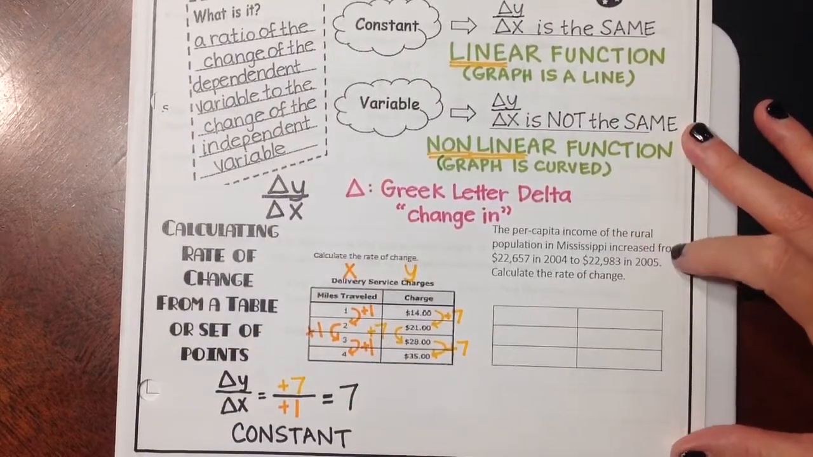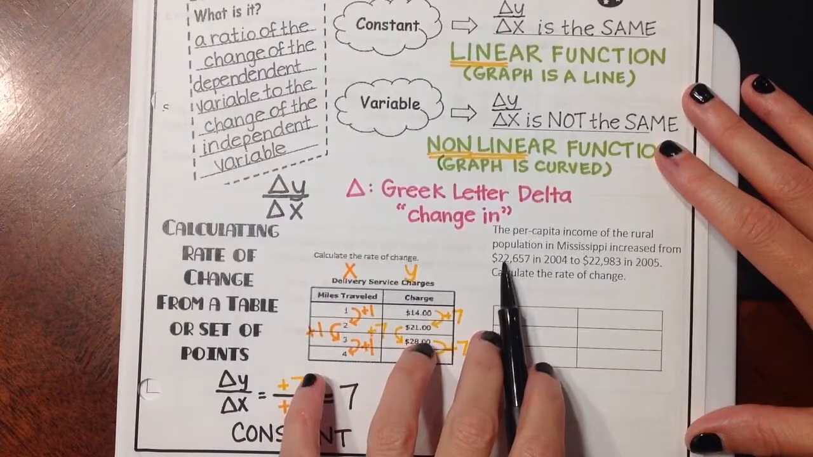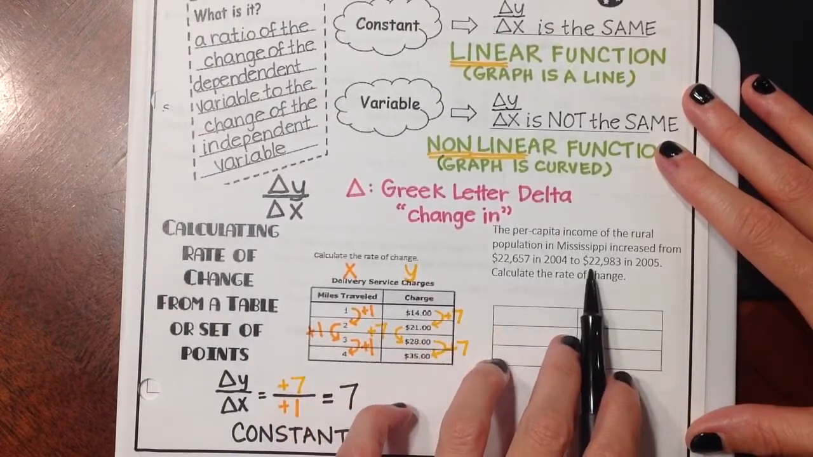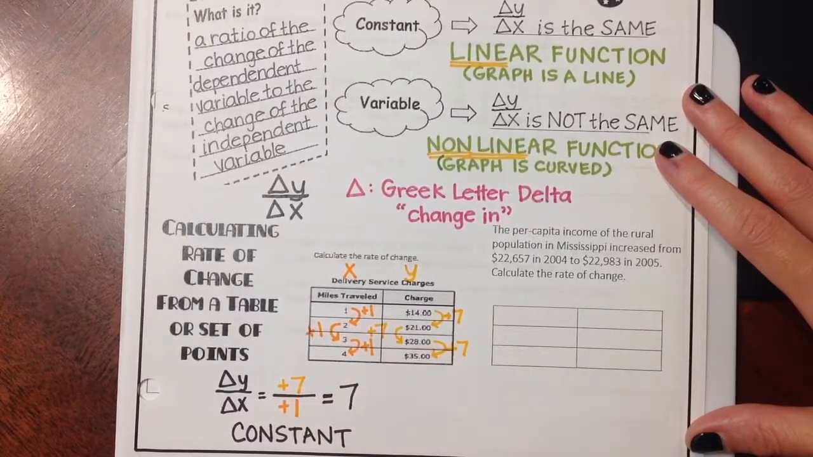All right, let's look at this word problem. It says the per capita income of the rural population in Mississippi increased from $22,657 in 2004 to $22,983 in 2005. Calculate the rate of change.